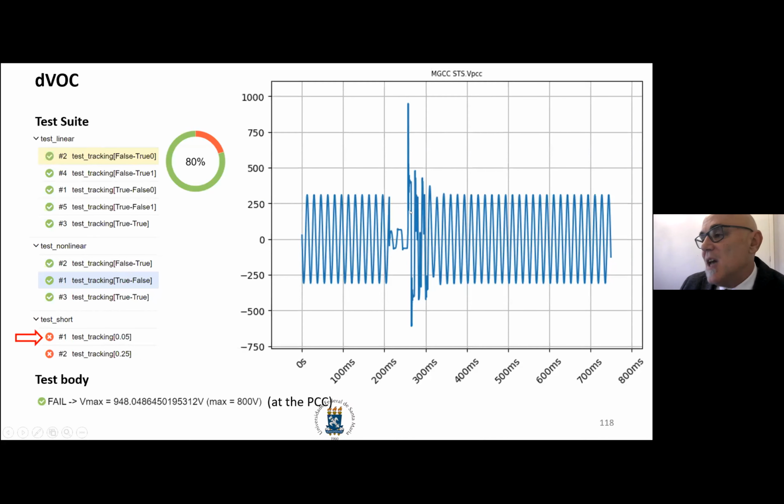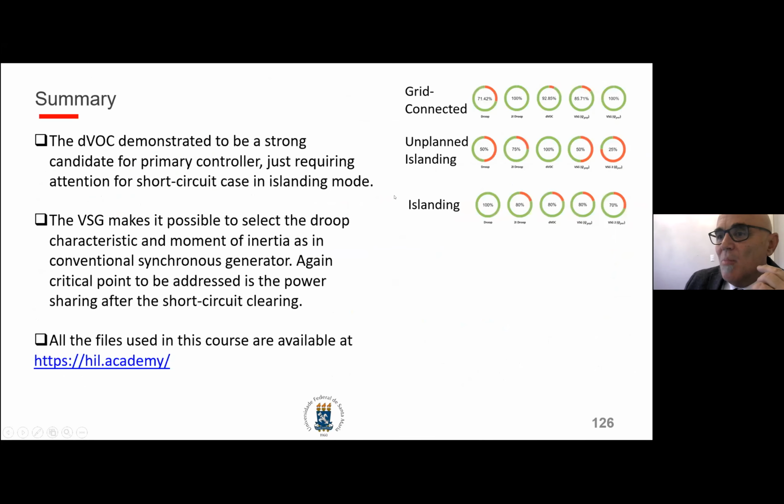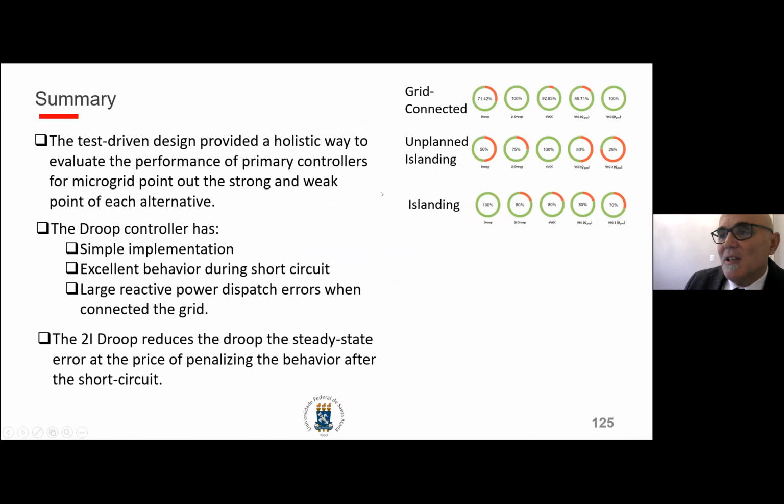And then we see that the voltage eventually recovers, but there is an overvoltage, indicating that you have to somehow update the states of the primary controller when you are in short circuit, assuming that you are able to identify that the voltage has dropped and the current is at the limit. So is it possible to somehow update the states to avoid this overvoltage when returning from the short circuit?